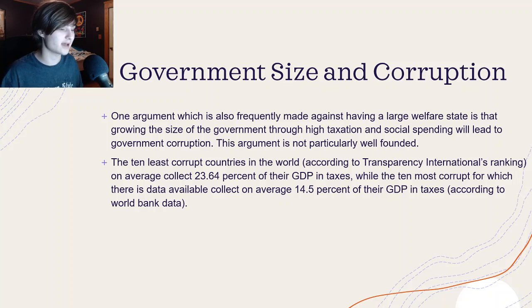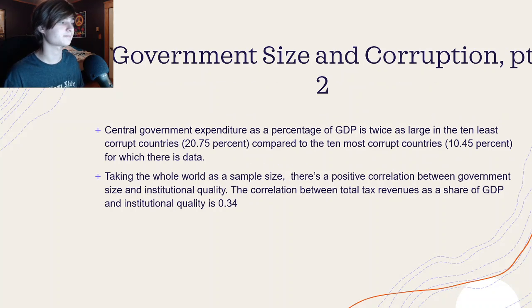So the 10 least corrupt countries in the world, according to Transparency International's ranking, on average collect 23.64% of their GDP in taxes, while the 10 most corrupt countries for which there is data available collect on average 14.5% of their GDP in taxes, according to World Bank data. Central government expenditure as a percentage of GDP is twice as large in the 10 least corrupt countries, 20.75%, compared to the 10 most corrupt countries, 10.45%, for which there is data, obviously.